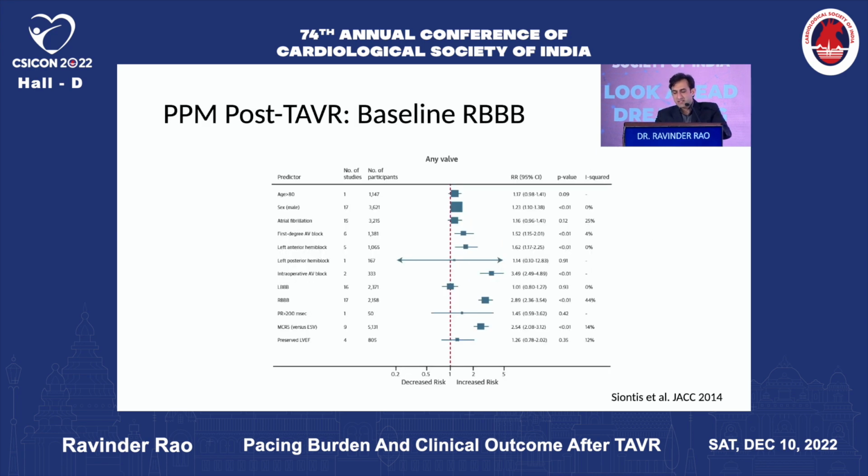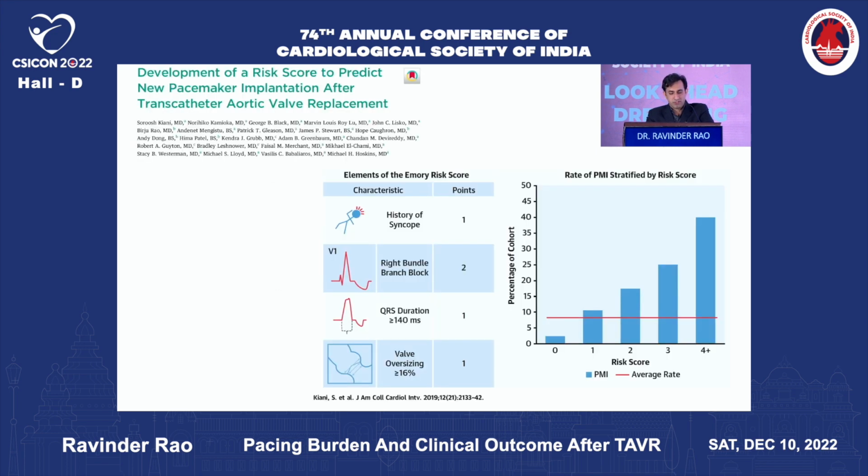Pacemaker post-TAVR, again clearly highlighted. Presence of right bundle branch block, very important. We would optimize our procedure in such a way that this patient does not need a pacemaker, but if such patients require a pacemaker, I personally have a very low threshold of putting a pacemaker in TAVR patients with baseline right bundle branch block. There is a risk score which can help us predict whether a patient will require a pacemaker or not.